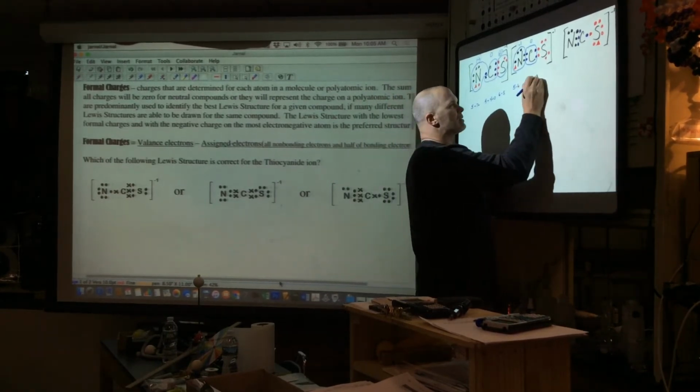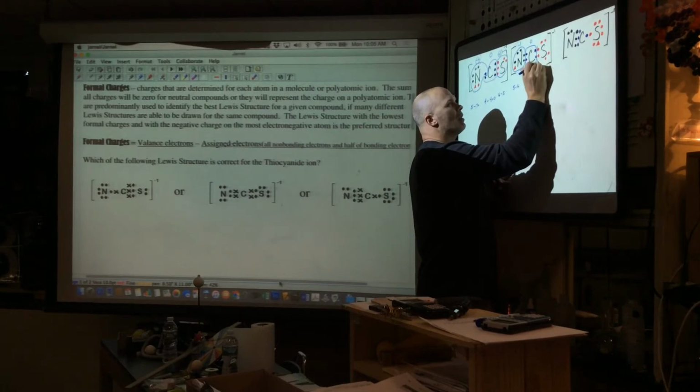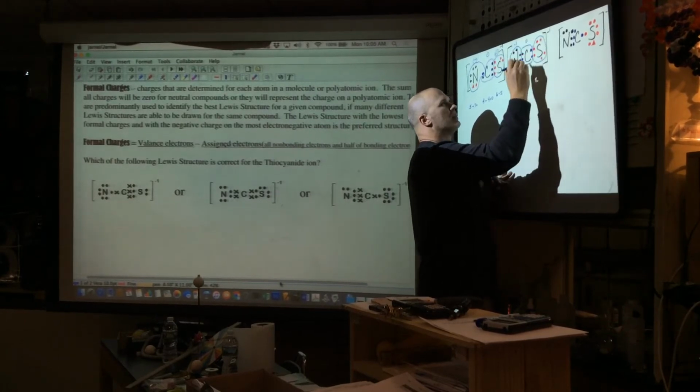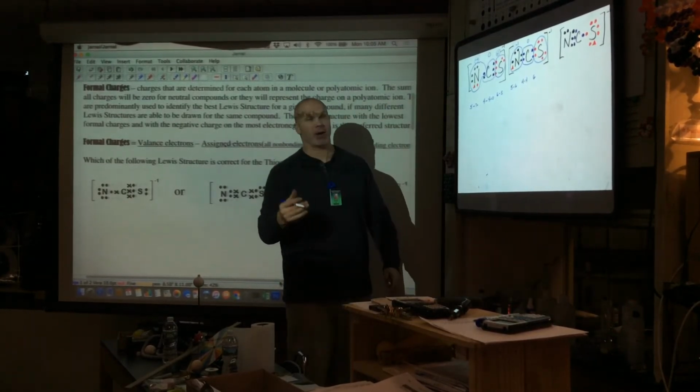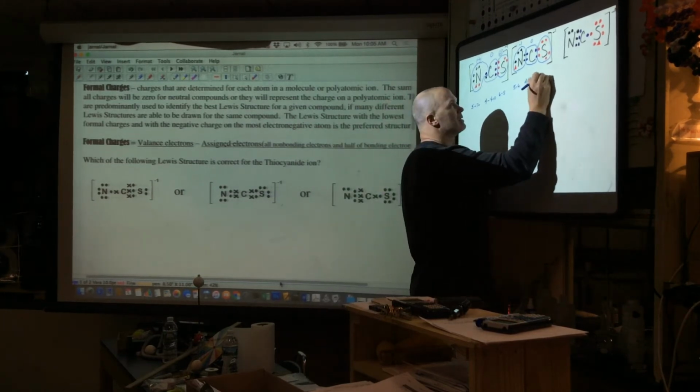Sulfur, 6 valence electrons. It's under oxygen. All of its lone pairs, half of its bonding. So it's assigned in my diagram 6. Well, 6 minus 6, 0.